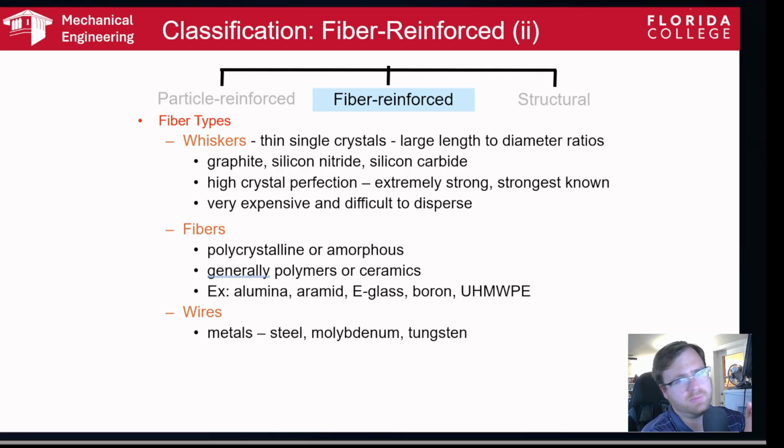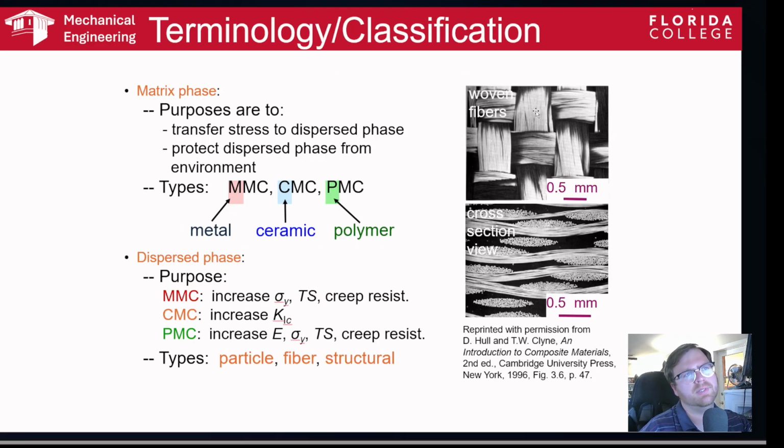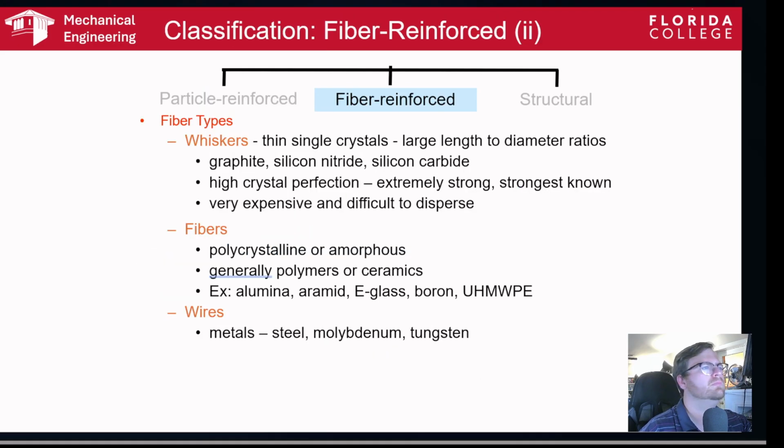Then we have fibers, which are a type of fiber type. These are your longer, standard fibers that you would see, like these up here that we talked about before. These would be considered fibers. And these are polycrystalline or amorphous. They're generally polymers or ceramics.